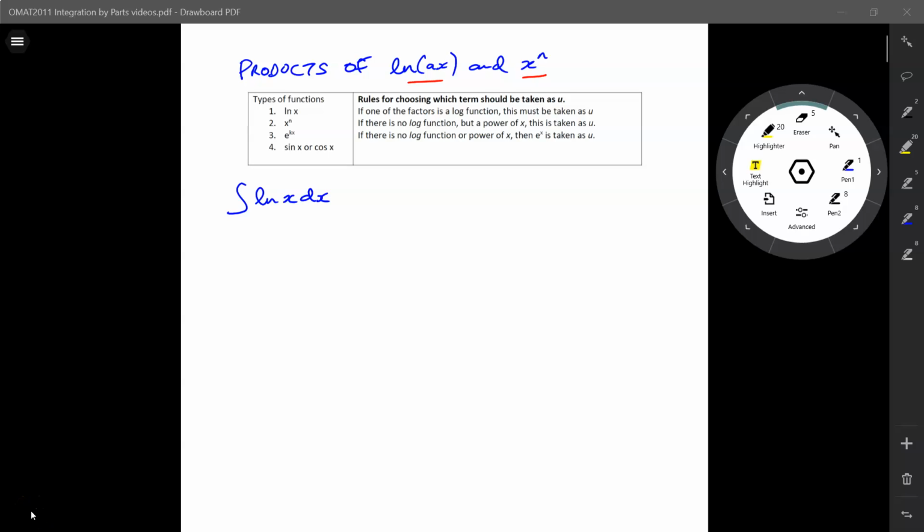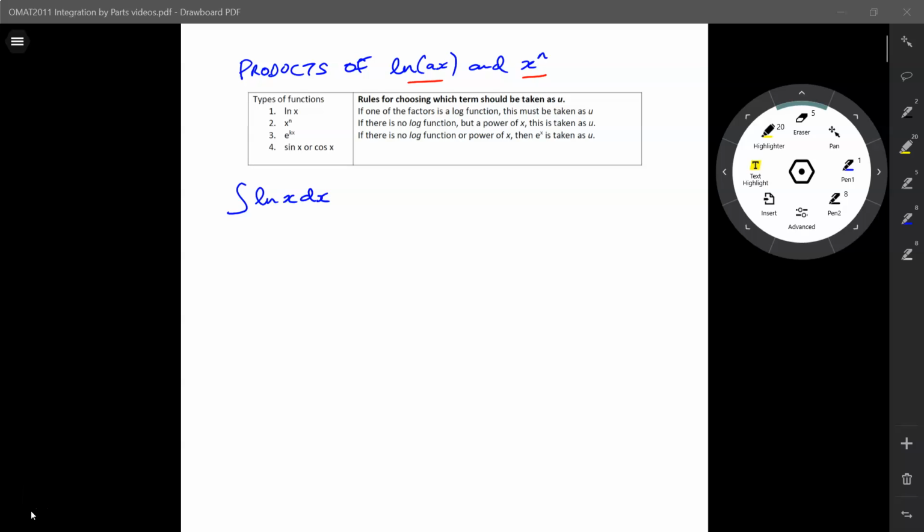In this video, we'll be looking at how to use the method of integration by parts to integrate products of the log function, where you have log of ax times x to the power of some function, like x to the power of 0, x to the power of 1, x to the power of 2, and so forth. So the first example here is the integral of the log of x dx.